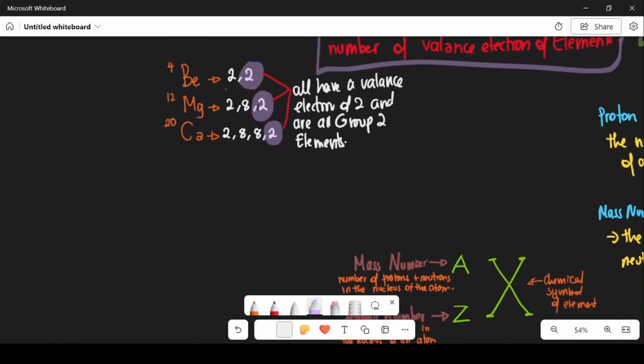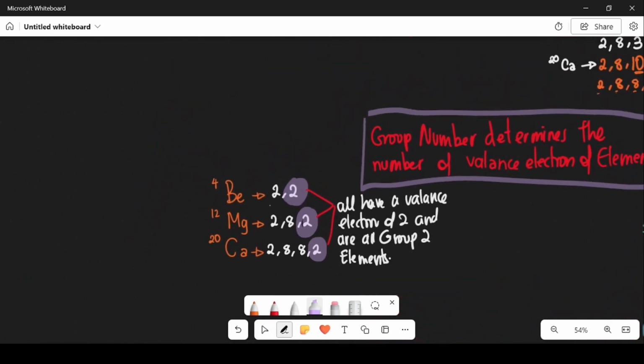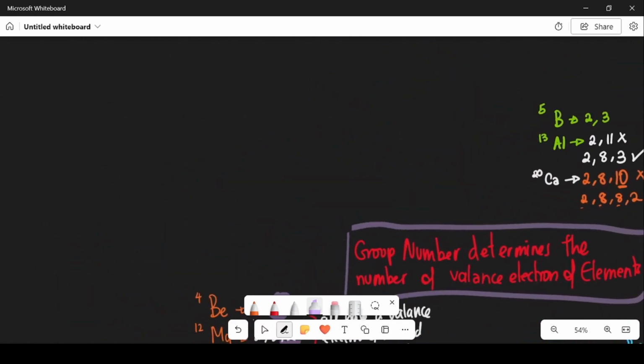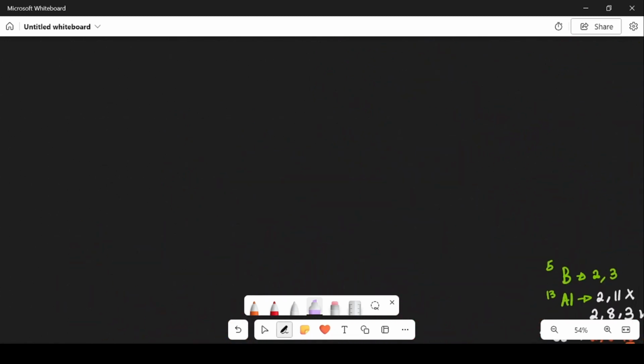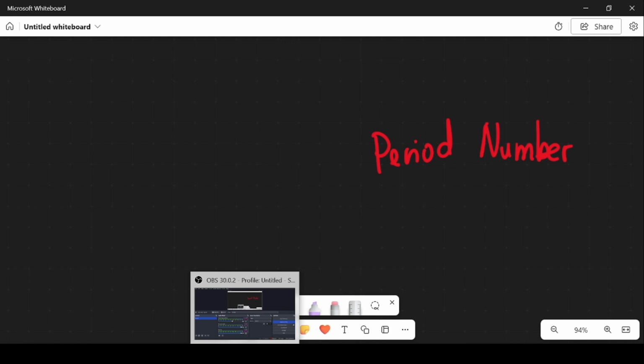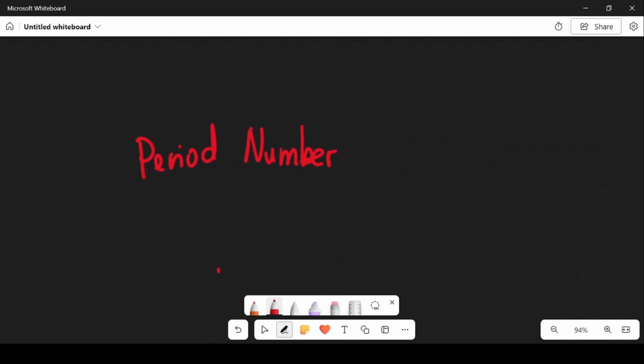Another thing you want to look at is what does period number determine? Okay, what's a period? What does it determine? Let me go a bit up there. Write it in red, of course. Group, oh no, we've finished group, sorry. Period number. Period number determines the number of shells.